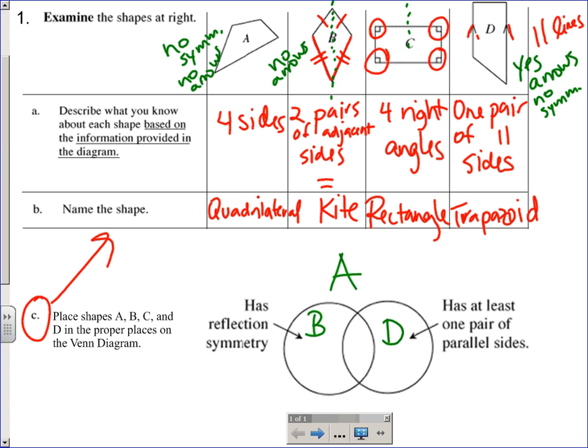C is a little tricky. It does have reflection symmetry here and here. Yes, symmetry. Parallel lines, because these are 90-degree angles and it's a rectangle, we should know we have parallel lines. Got 2 pairs. At least 1 pair means 2 pairs is okay. And yes to reflection symmetry means my C is in the middle for both.